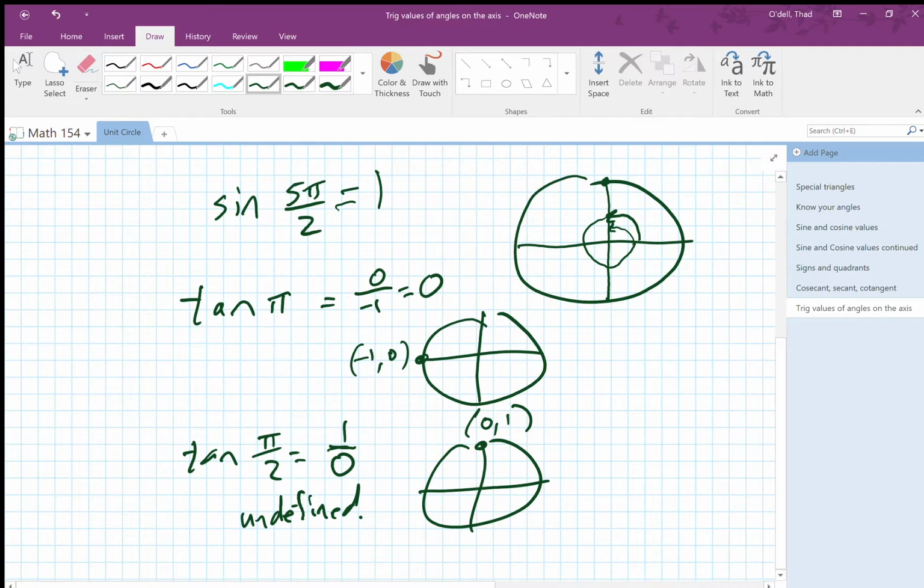So that's a quick lesson on how to find trig values when the terminal side of the angle lies on the axis.